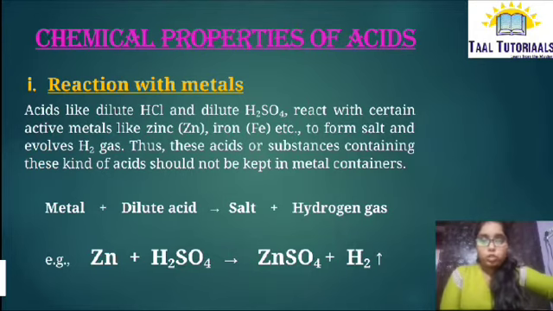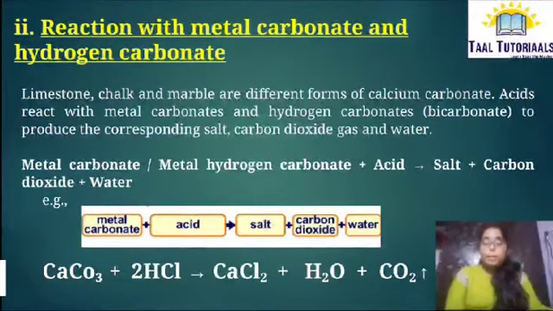Okay, next we'll go to reaction with metal carbonates and hydrogen carbonates. See, limestone, chalk and marble are different forms of calcium carbonate. Acids react with metal carbonates and hydrogen carbonates, or bicarbonates, to produce what? The corresponding salt, carbon dioxide gas and water. See how the reaction happens: metal carbonate reacts with acid and there is a formation of salt, carbon dioxide and water. The products are what? Salt, carbon dioxide and water.